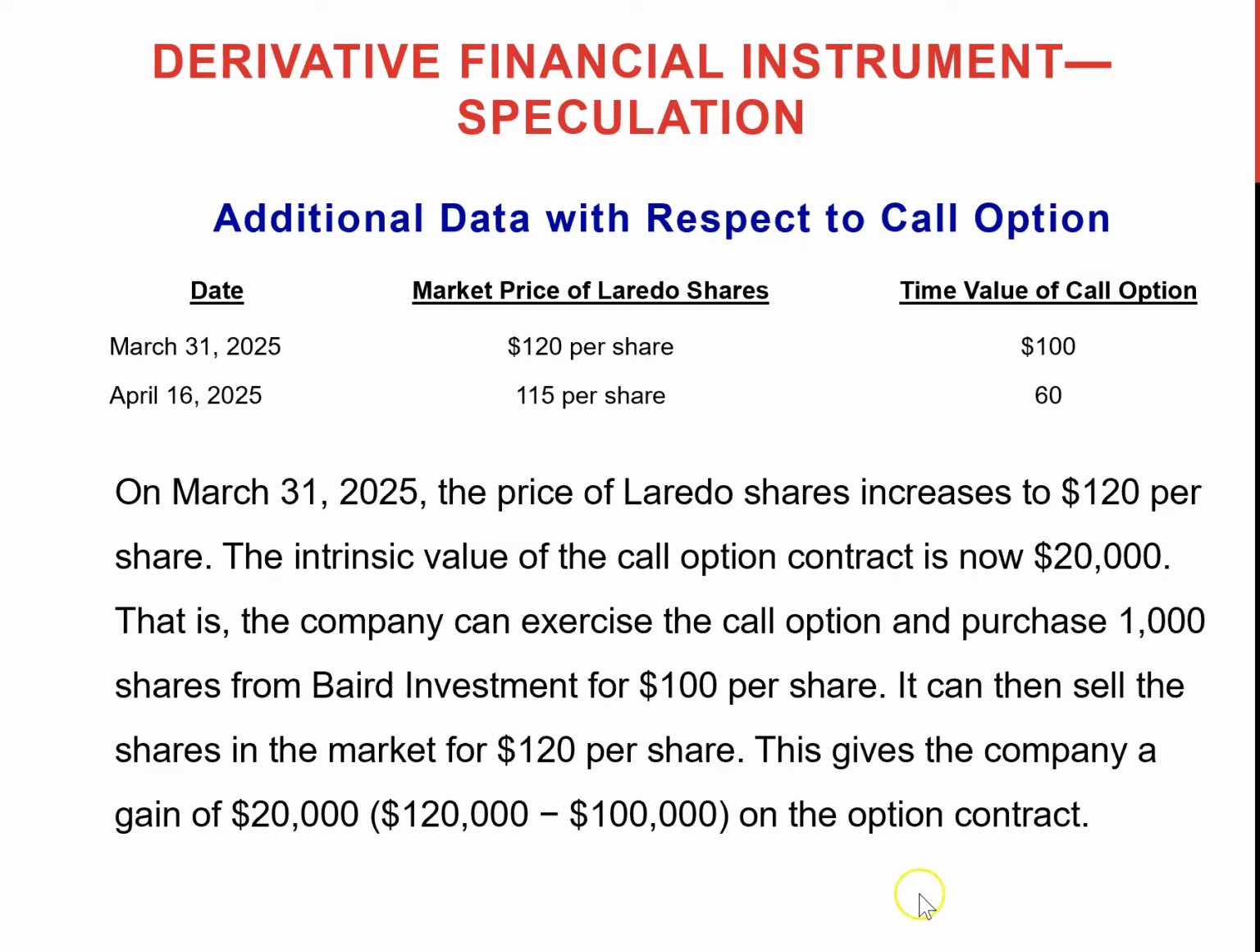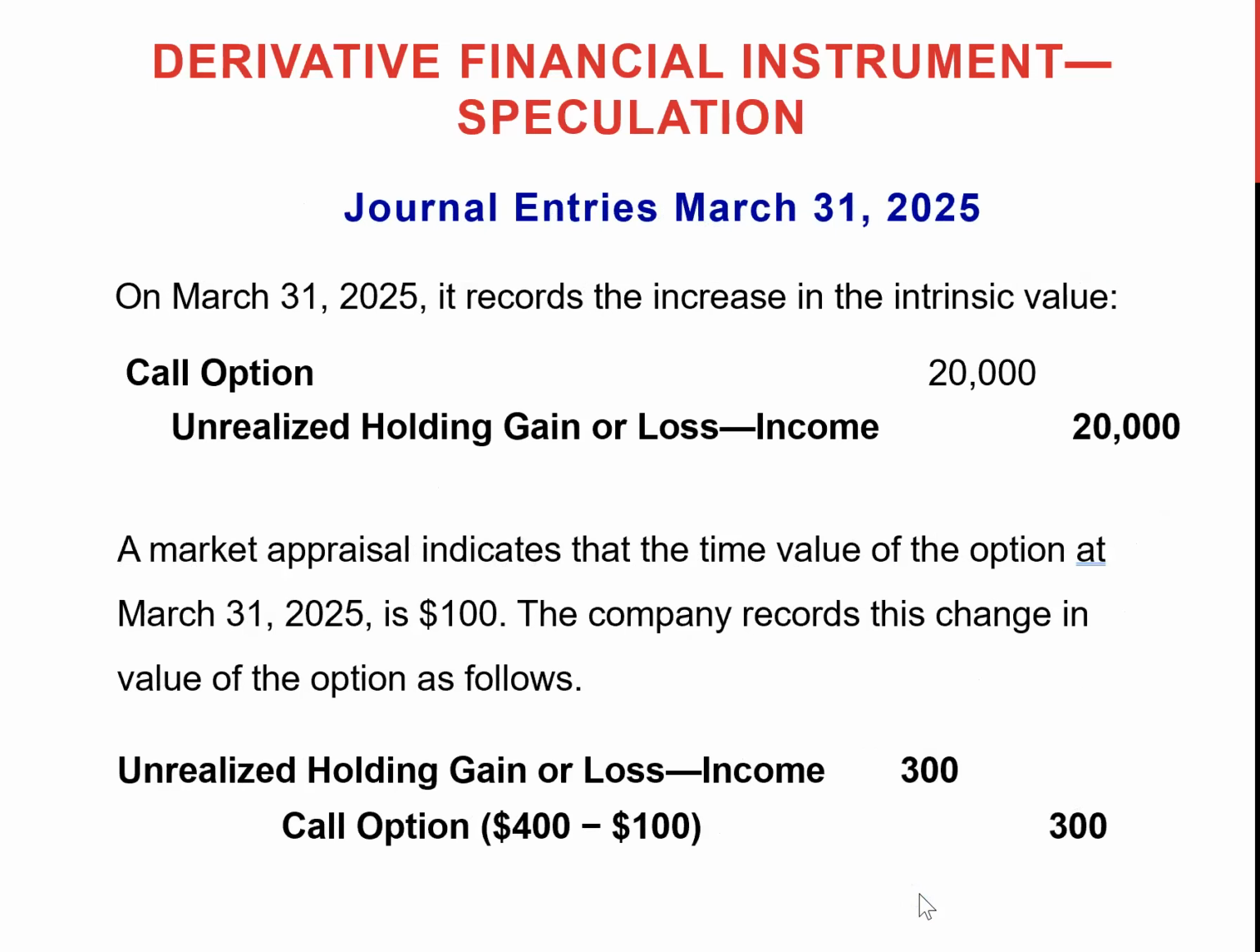So on March 31st, the company will prepare these two journal entries to record the increase in the intrinsic value. For each share it was $20 multiplied by 1,000 shares. They will increase call option by $20,000, and at the same time, because the share price is increasing, although they're not settling the options or purchasing the stocks or exercising it, they are still holding the stock, so they will record it as an unrealized holding gain, a credit item, and it's an income statement item.